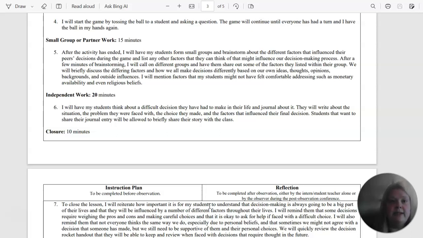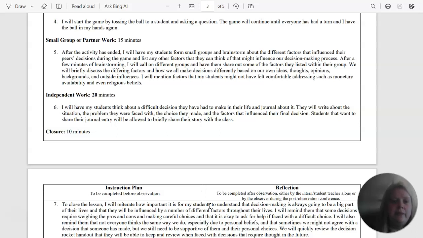We can then briefly discuss the differing factors and how we all make decisions differently based on our own ideas, thoughts, opinions, backgrounds, and outside influences. And then I think it's important for me to mention factors that my students might not have felt comfortable addressing, such as monetary availability, lack of monetary availability, and even religious beliefs that they might not feel comfortable bringing up with their friends.